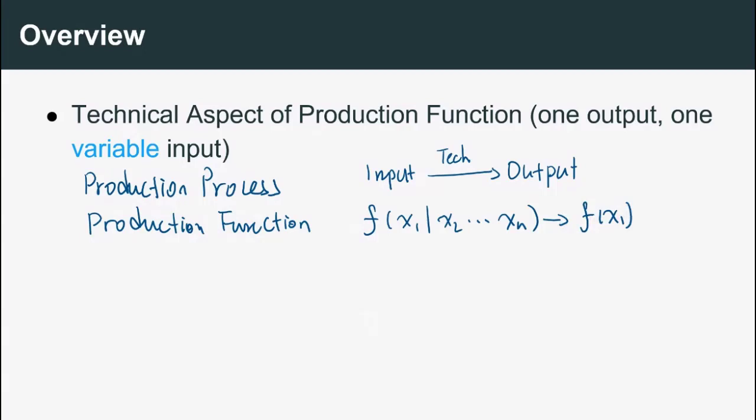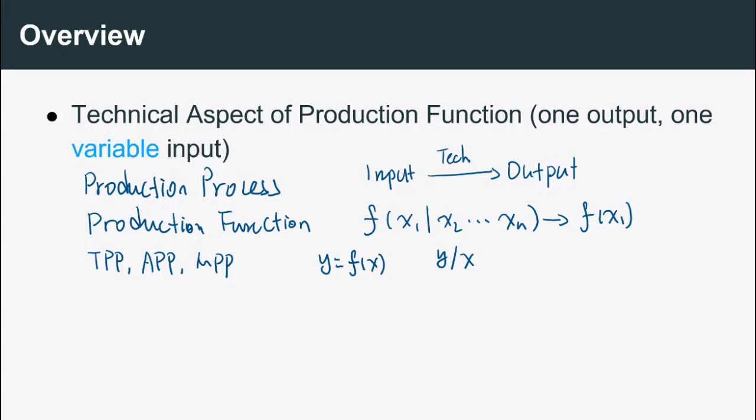Once we have the production function introduced, we then started to introduce several physical product concepts, which are TPP, APP, and MPP. So if you have a production function of y equal to f(x), then y is basically your total physical product, which is TPP, and y over x is your average.